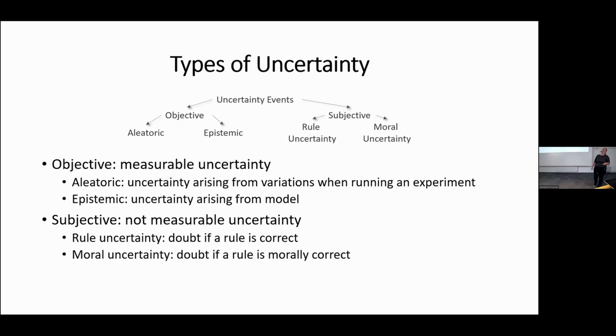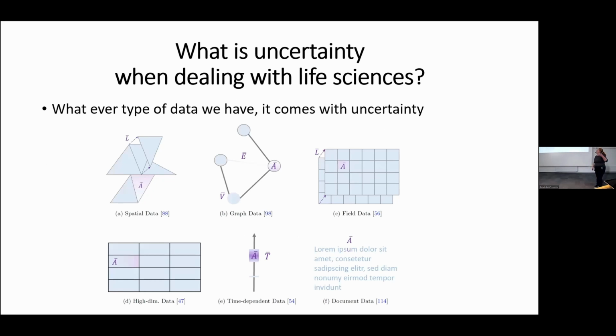On the other hand, we have the subjective uncertainties, which are a little bit harder. On the one hand, there is rule uncertainty, where the question is: is this rule correct? Is it correct, what we're thinking might be a rule? And then there's moral uncertainty, which is another level of this rule thinking. You know the rule is correct, but you're asking yourself if it's ethically correct to apply this rule. We have the rule of doing this and that, but you feel like it's wrong to do it for whatever reason. So what is uncertainty when we're dealing with life sciences?